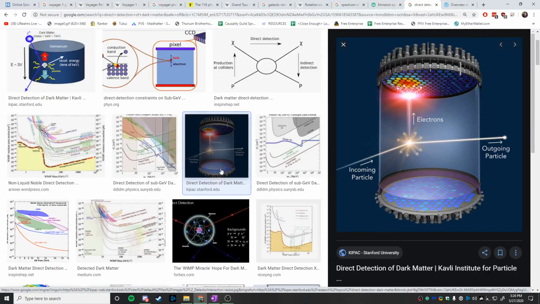Ah, here you go. Here's a nice picture of one of the direct detections. This is at Stanford. Particle comes in, it hits something, it moves on, and then electrons send energy, and then they get picked up by what are called photomultiplier tubes. That's how we detect it.